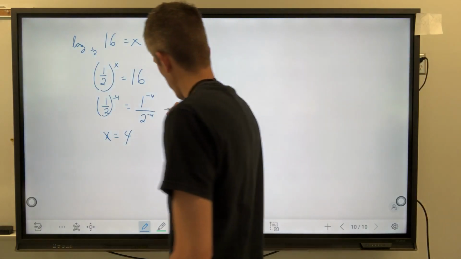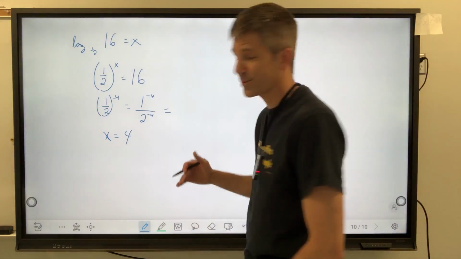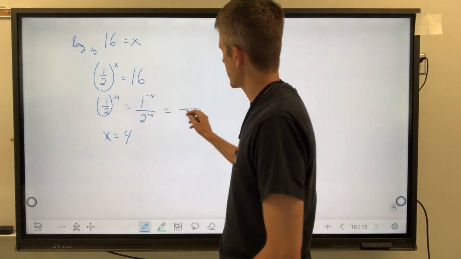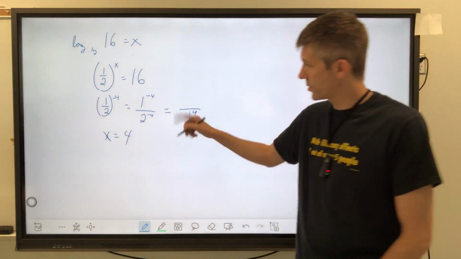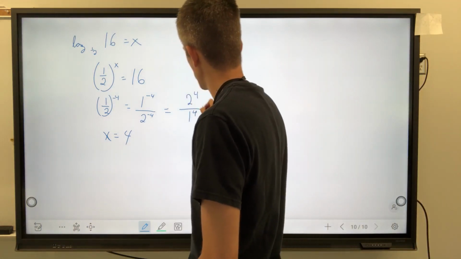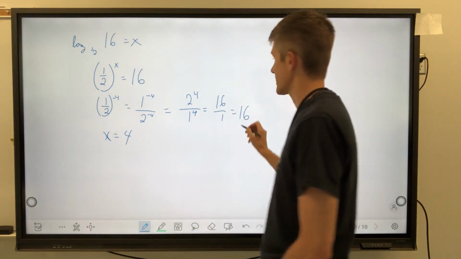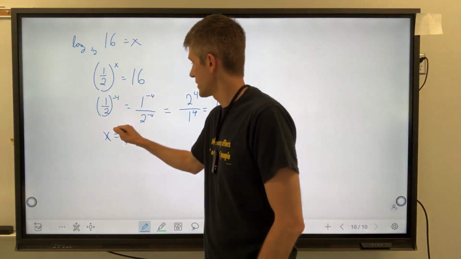So let's rewrite this. I don't like negative exponents. I like to move them. Okay, numerator is 1 to the -4. It becomes 1 to the 4 in the denominator. Denominator is 2 to the negative 4. It becomes 2 to the 4 in the numerator. 2 to the 4 is 16 over 1. That is indeed 16. That's why the answer is not 4. The answer is negative 4.